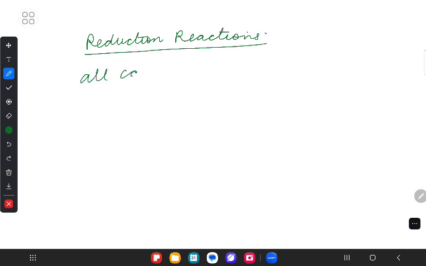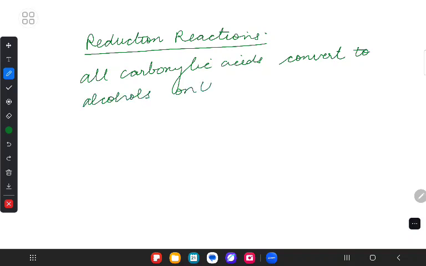So now another reaction. Next we have the reduction reactions. When we are dealing with the reduction reactions, all carboxylic acids convert to alcohols on the addition of the reducing agents.